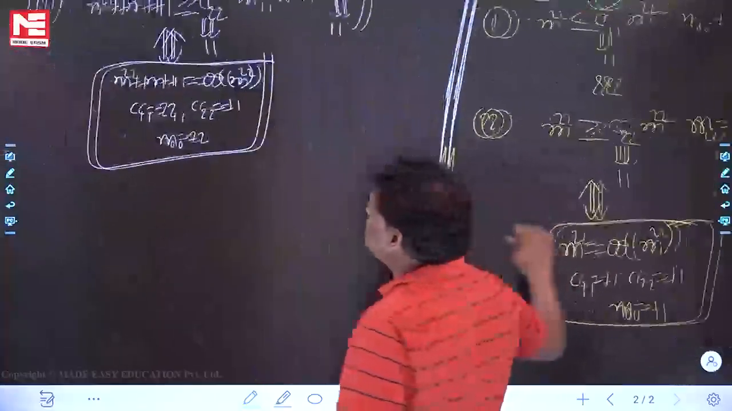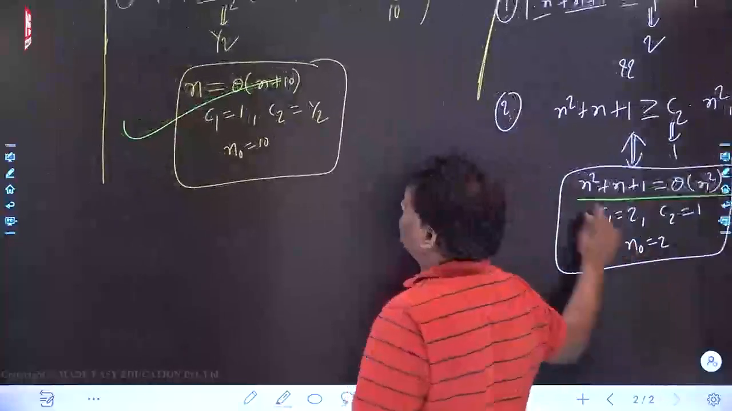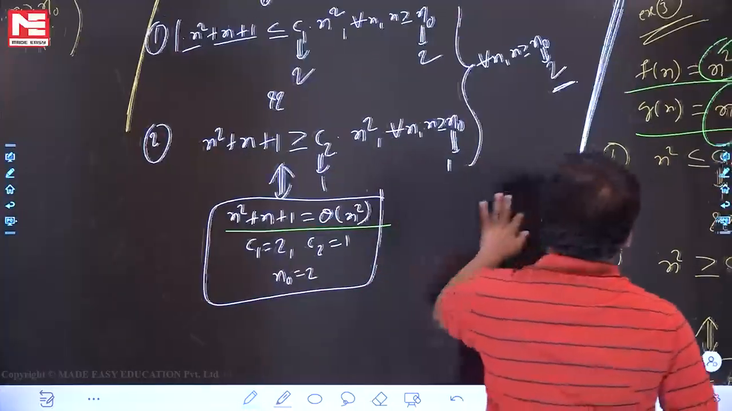But this problem, see this one. Asymptotically equal, but mathematically not equal. Right? Fine.